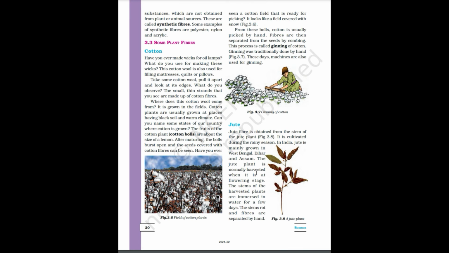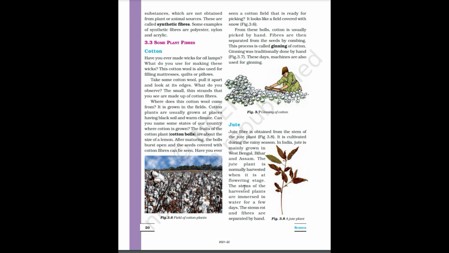The jute plant is normally harvested at the flowering stage. So when a flower comes out of the stem, we cut the whole plant off from its roots, and use the stem for ropes and jute as a thing. Jute fiber.